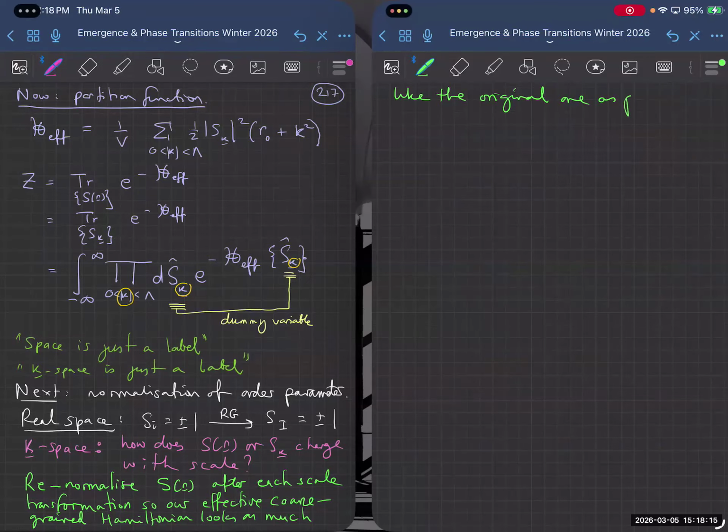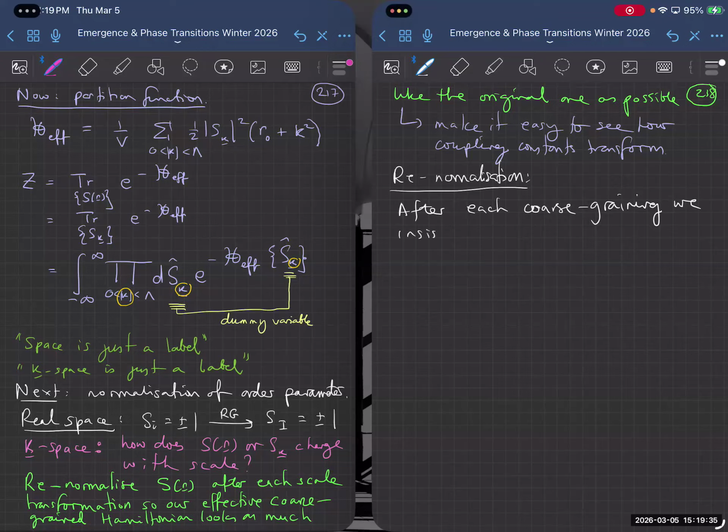Yeah. Okay. All right. So let me explain the renormalization. Why did I call it renormalization? What we're going to do is, after each coarse graining, we insist that the coefficient of grad S squared is equal to 1/2. Okay, so that's our renormalization.